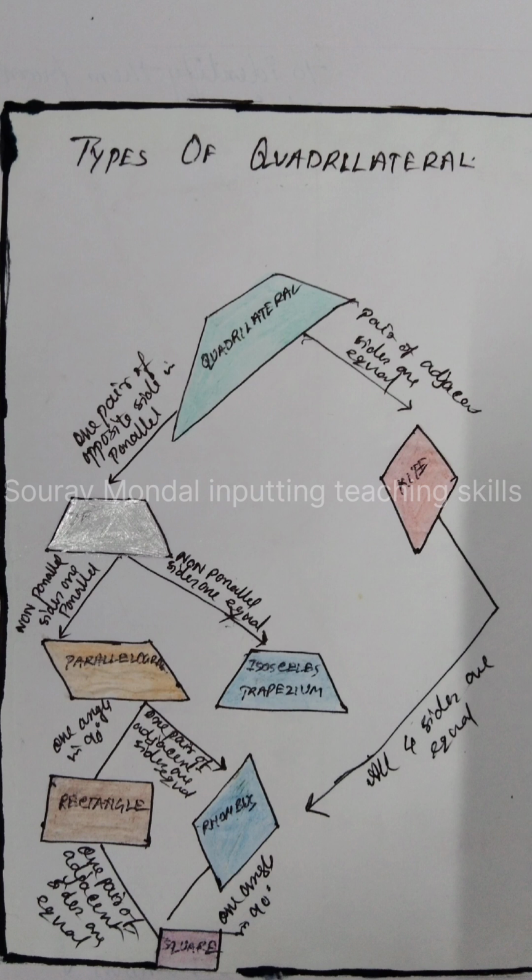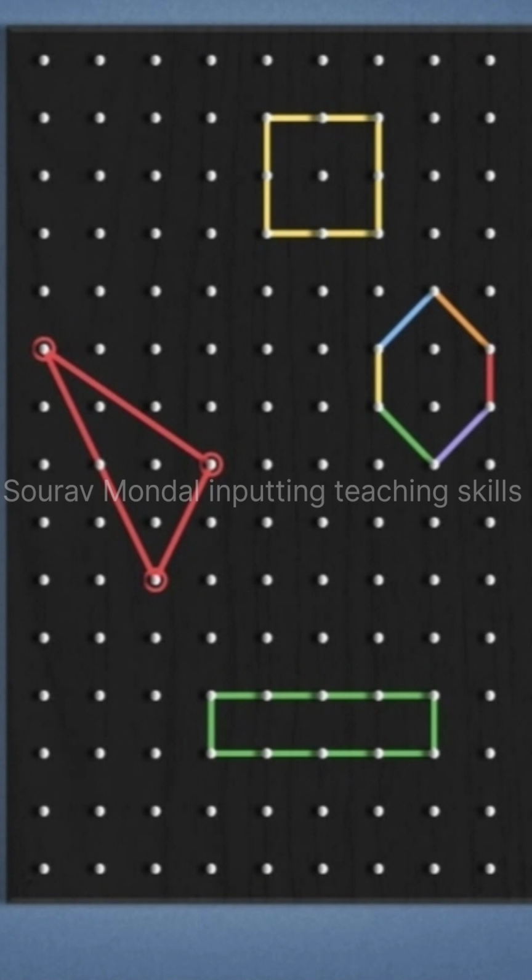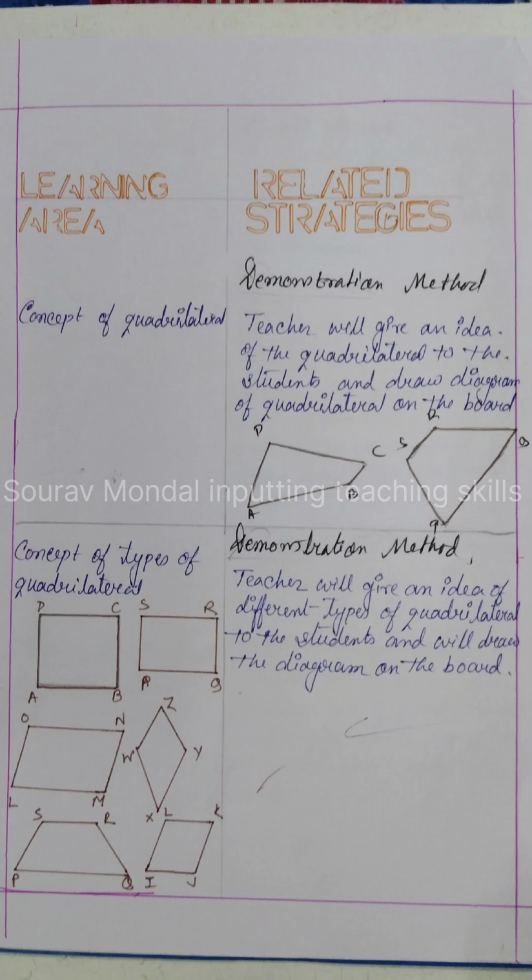Then when the non-parallel sides are equal, it will form an isosceles trapezium. Then from a trapezium, when the non-parallel sides are parallel, it will form a parallelogram. Then from a parallelogram, when some properties are followed, a square is formed. Next, the sample of geoboard.